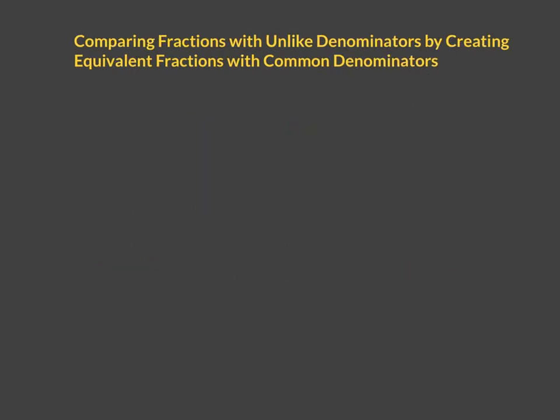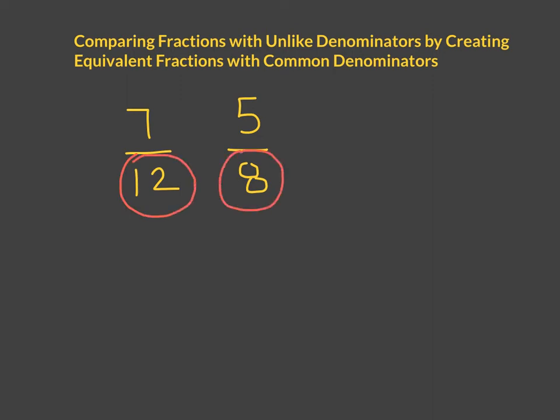Let's take a look at one last example and find the least common denominator for 7/12 and 5/8. We begin by looking at the denominators and listing the multiples for those denominators by skip counting. Let's start with 12. 12, 24, 36, and 48. I always like to start by listing the first 4 multiples for each denominator.